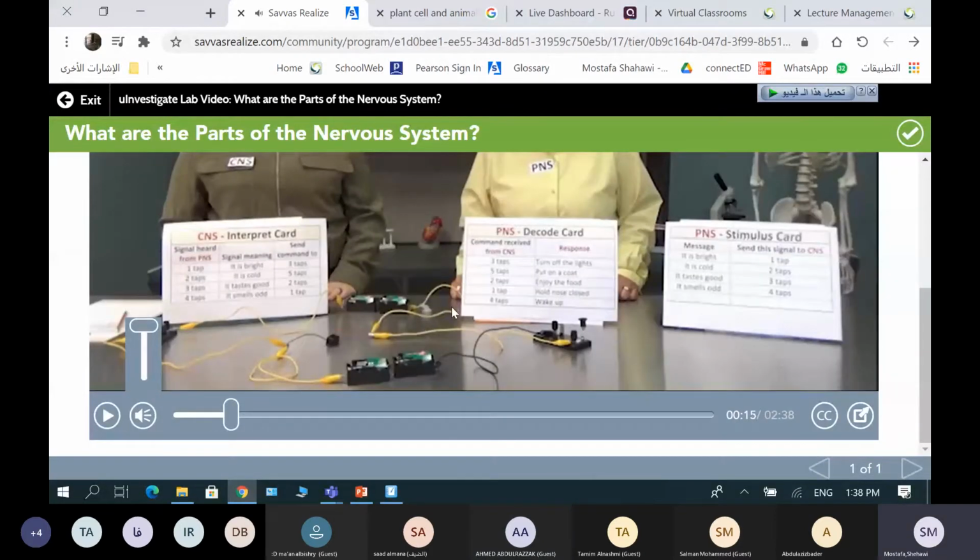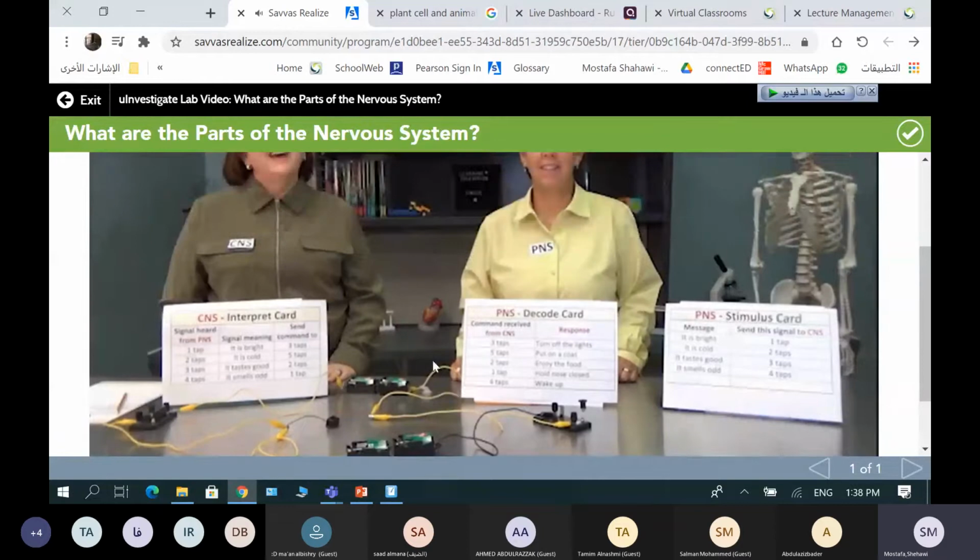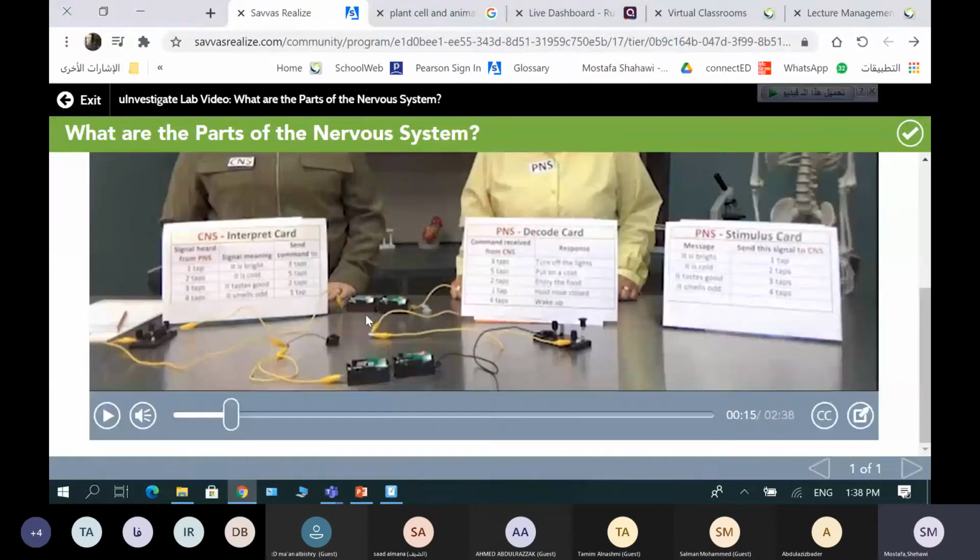You remember this one? That was a model for the nervous system. You can do this one. Okay, a nervous system model. Use different things, use a speaker, use batteries, and use different things to represent how the nervous system works.